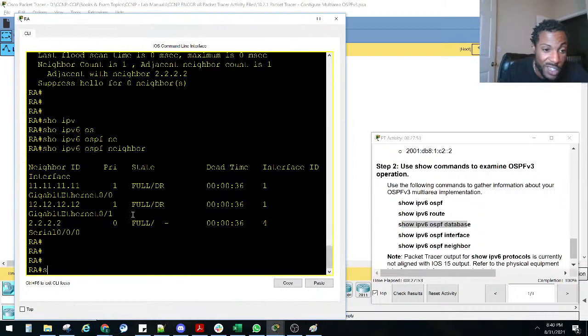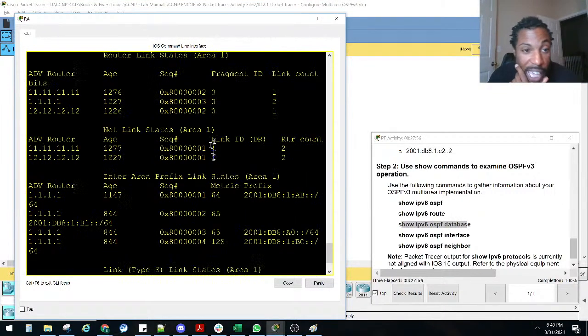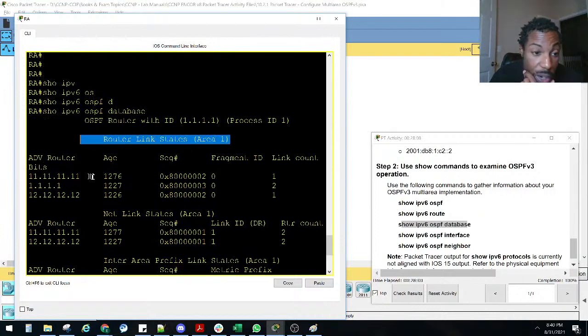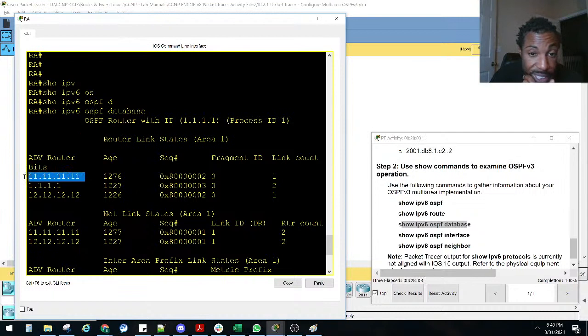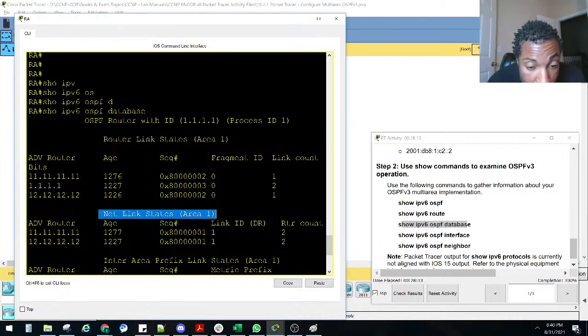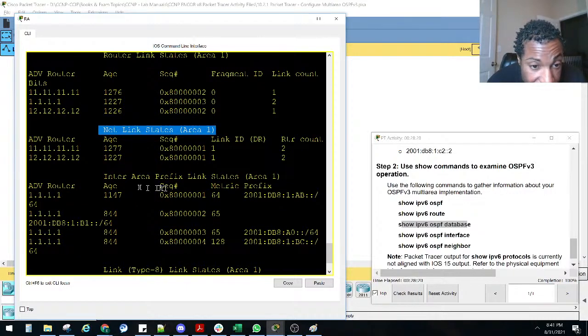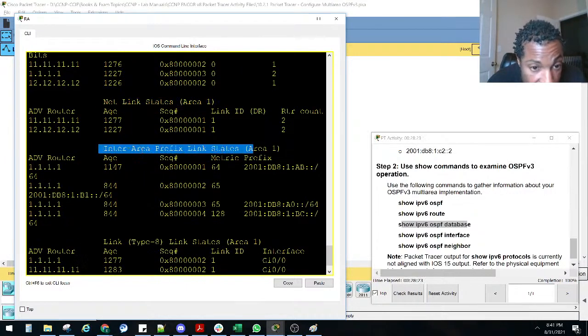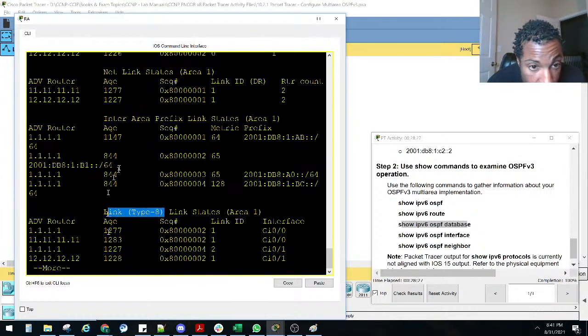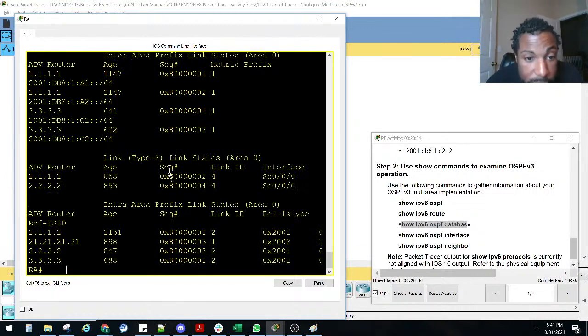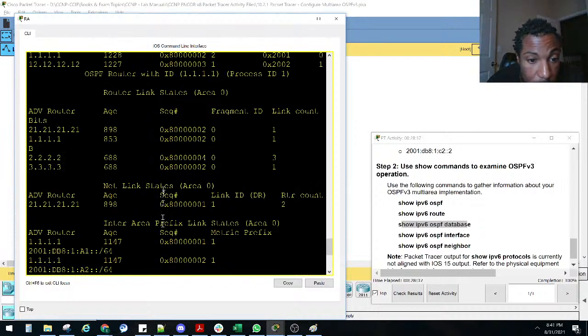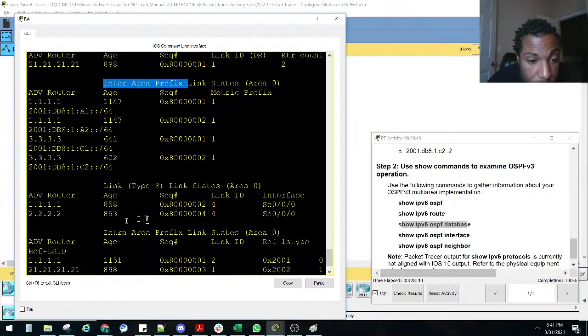So, show IPv6 OSPF database, and this is the type 1 LSA, right? We are receiving them from 11.11.11.11, which is on the gigabit interface. 12.12.12.12 is also on the gigabit, and then 1.1.1.1, which is us. We are the advertising router for that. I believe this is a type 2 LSA, if I'm not mistaken. I believe this is a type 8. And what is this one again? This is the intra-area prefix LSA. I can't remember what type that is. I believe that's type 9, if I'm not mistaken. Y'all put it in the chat if y'all know what that is.